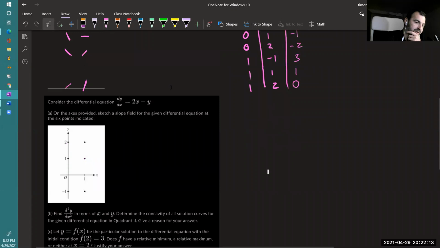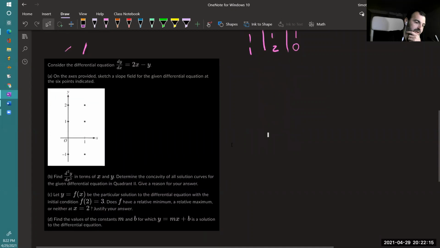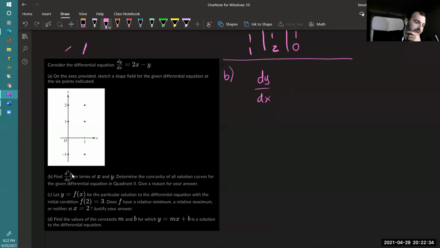Oh, I lost my slopes up there, but that's okay. Here we go. Find d2y over dx2. So you're being asked to find the second derivative here. This is part B. Find the second derivative. Well, I know that dy/dx is 2x minus y.